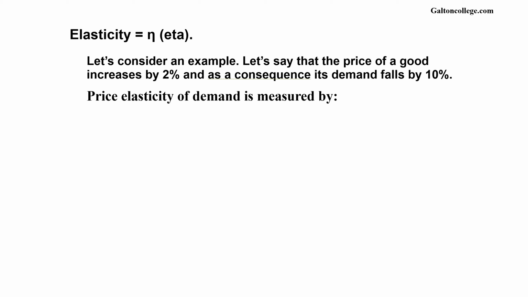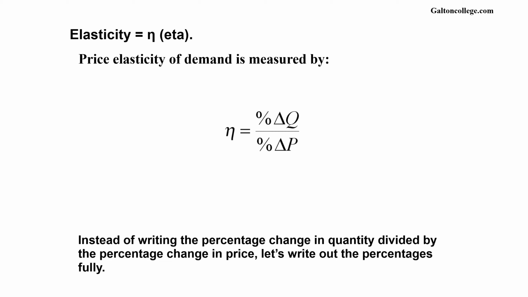Now we're going to measure the price elasticity of demand, and that's our formula. Our formula is elasticity, eta, is equal to the percentage change in the quantity divided by the percentage change in the price. You see, when you put it into words, it's not bad. It's quite easy. Percentage change in quantity divided by the percentage change in price. Simple. So let's apply it to this calculation.